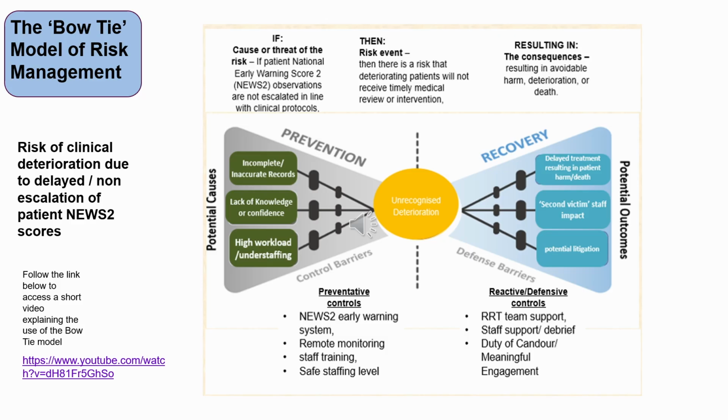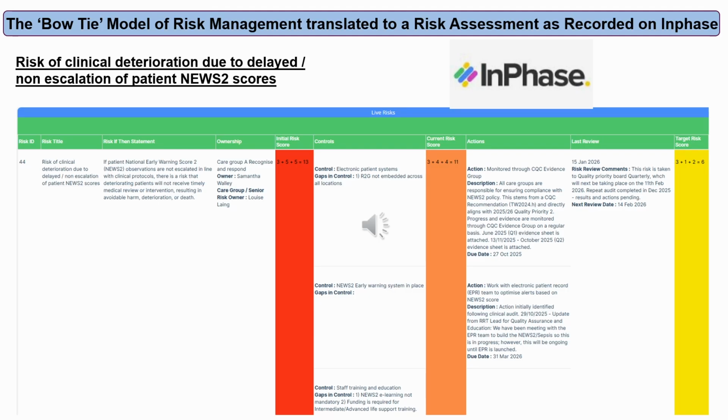Controls are listed below the diagram, divided into preventative controls, or barriers to the causes, and reactive controls, or mitigations should the risk event occur. Above the diagram, the risk is described using the if-then-resulting in convention, which will be explored later on in this presentation. There is a link you can follow on the PowerPoint version of this presentation and on the risk management page of the BEAT, which will take you to a short video further explaining the use of the bow tie model.